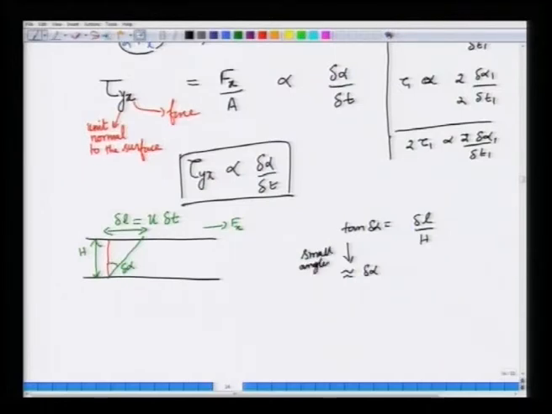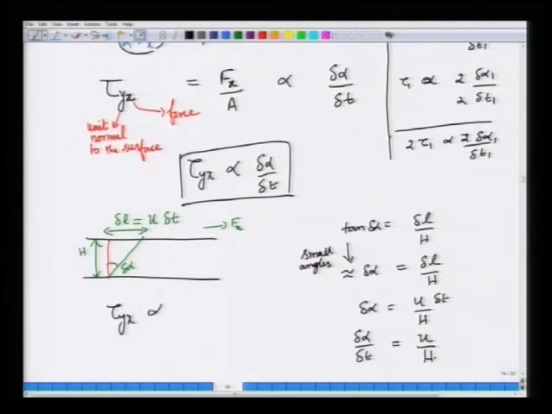This we discussed a few minutes back for the case of an elastic solid also. So, delta alpha is delta L by h, but delta L is delta u times delta t, divided by h. So, delta alpha by delta t is equal to u by h. So, u is the velocity of the top plate, and h is the thickness. So, tau yx is proportional to u by h, where u is the velocity.